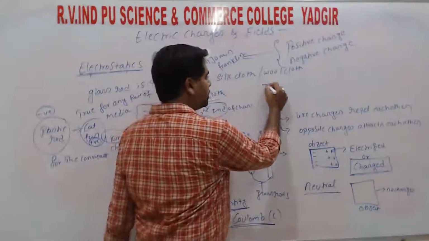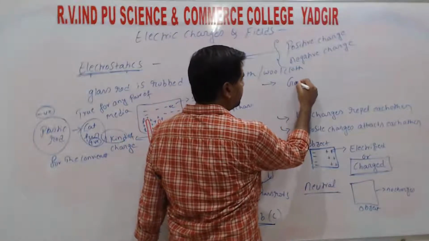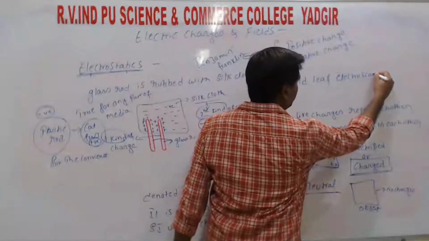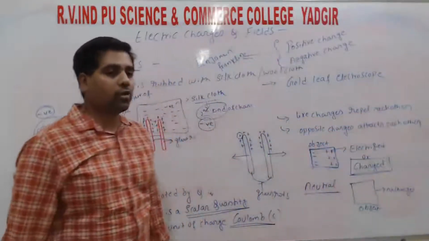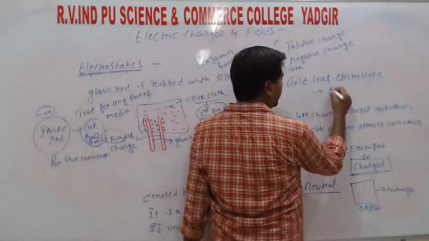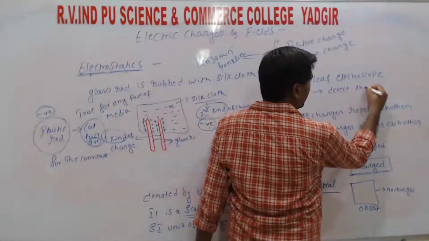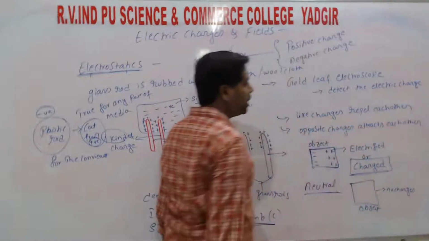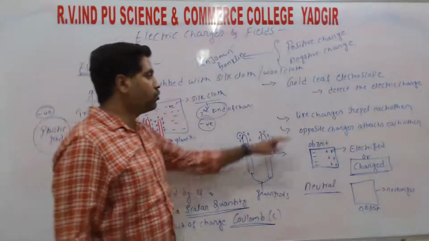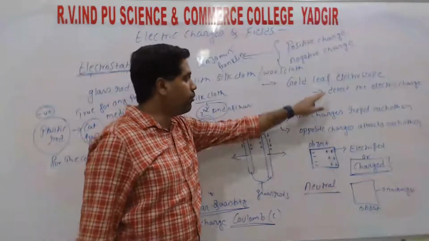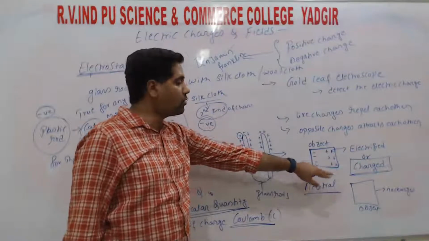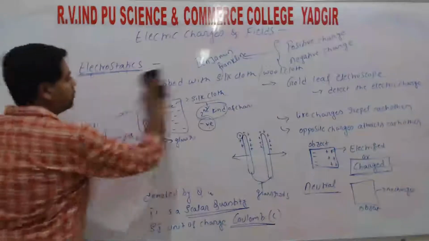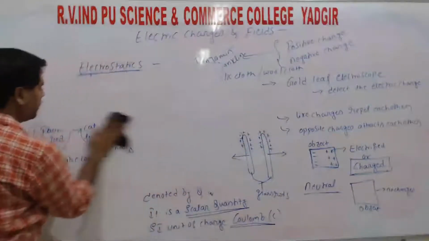For that, we have a simple apparatus. That apparatus is the gold leaf electroscope. So what is a gold leaf electroscope? It is an apparatus used to detect electric charge. So by this we can say whether the object is electrified or the object is neutral, right? So what is a gold leaf electroscope, right?